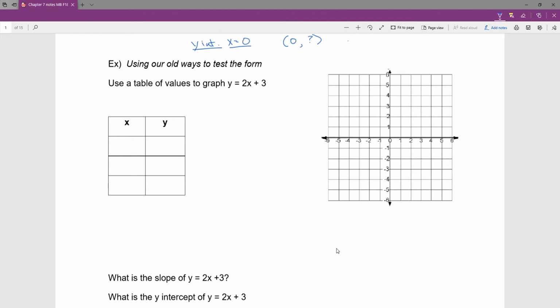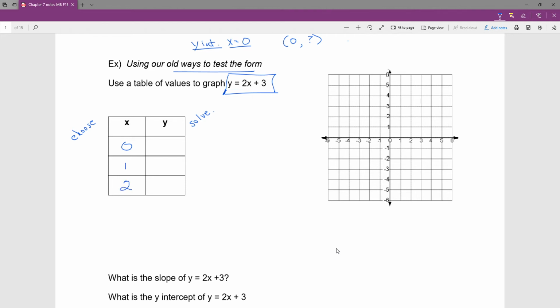We're going to go back to our old ways, like it says, to test this form. And so we're going to use a table of values to graph this linear equation. So this linear equation is already solved for y. It's also already in the slope-intercept form, but we don't even have to pretend that we know that at this point. So this is where you get to choose the values of x, and then you're going to solve for the values of y. That's the way we did the table method for getting these linear equations onto the graph. So there's nothing specific about the values of x that I could choose or need to choose. I'm going to pick 0, 1, and 2 because I almost always do.